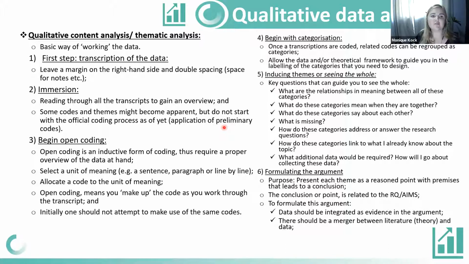The first process of qualitative analysis is to immerse yourself in the data. You start by transcribing the data. The moment you start transcribing, you already note down your preconceived ideas. You also note down whether you can already identify any codes. You're not going to start with the coding process. You're only going to note down your initial ideas. This is how you immerse yourself in the data: by reading through the transcripts and gaining an overview.